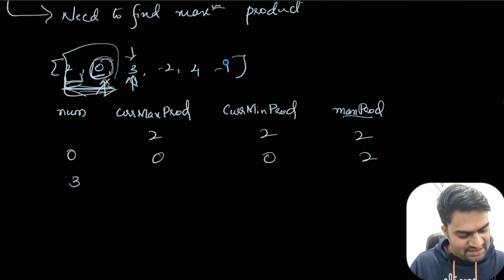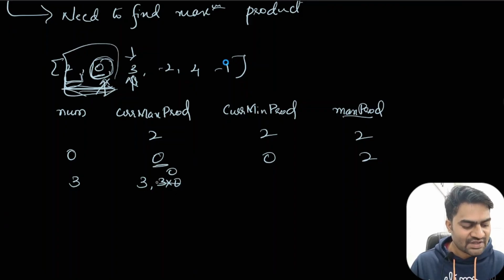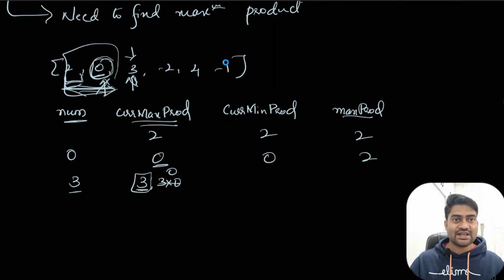That's what it does. Now 3 comma 3 into our current max, which is 0, becomes 0. Out of 3 and 0, 3 is the maximum, right? So this is basically nums of I. In that case, I will update my start index here, right? Then I will take 3 as my current max product. So this is how we use this particular logic to find where exactly our subarray starts.